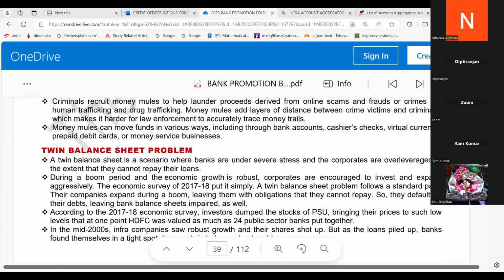Internet is playing havoc. Now, Jayashri, are you able to see the screen? Twin balance sheet problem. Yes, sir, I can.